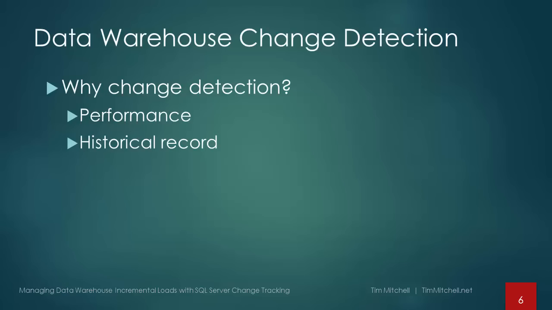The reason we do change detection as far as performance goes is the less data we touch, the less data we have to process through our pipeline. So if you touch fewer rows, it's simple math. If you touch fewer rows, it's going to cost you less in terms of performance. But from a data warehouse perspective, maybe even a bigger issue than that is the fact that on an incremental load, you're retaining your historical record.